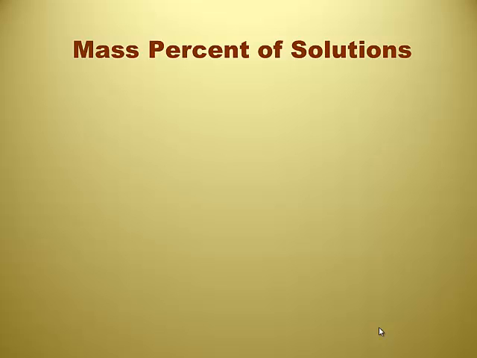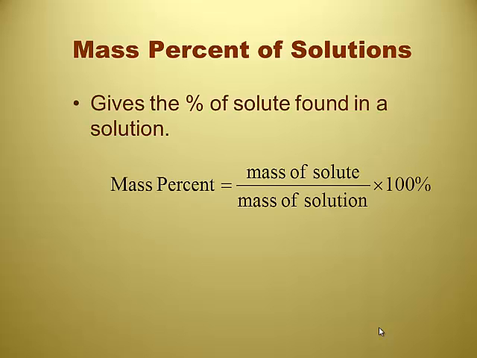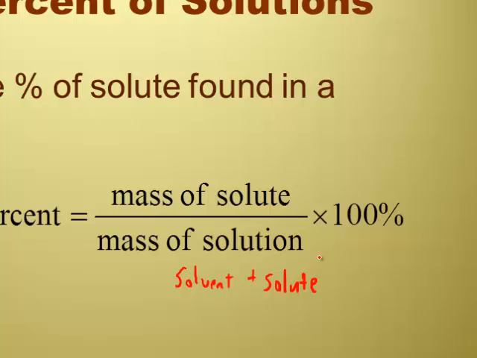Okay, so mass percent of solutions. Make sure you keep in mind the 3 different terms: solute, solvent, solution. Remember that the solution is the sum of the solute and the solvent. And there it is. This is the way to calculate it. Here we got the mass percent. The mass percent of the solute is going to be the mass of the solute divided by the mass of the solution. And the solution is made up of 2 parts: the solvent and the solute. So if they give you the mass of the solvent and the mass of the solute, you've got to add them up before you get the mass of the solution.